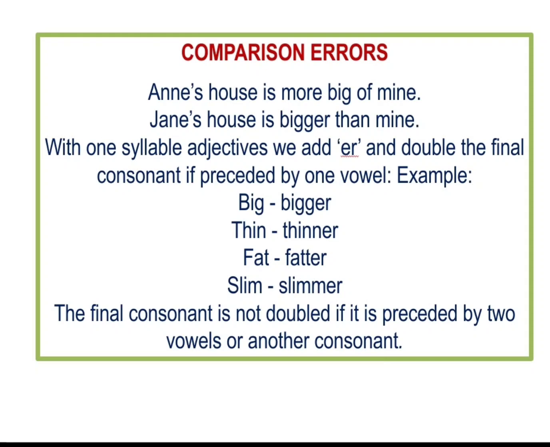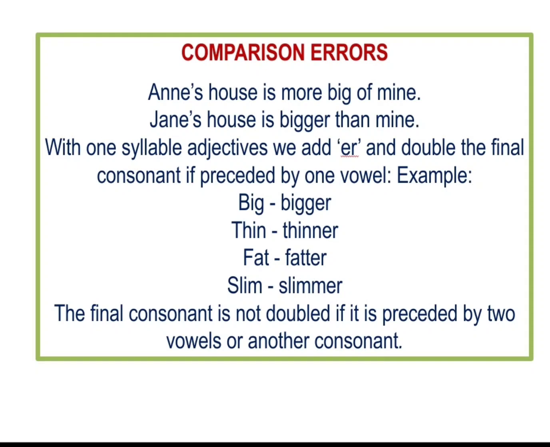Comparison errors. "Annie's house is more big of mine." Correct: "Annie's house is bigger than mine." With one-syllable adjectives, add -er and double the final consonant if it is preceded by one vowel. Example: big, bigger; thin, thinner; fat, fatter; slim, slimmer.